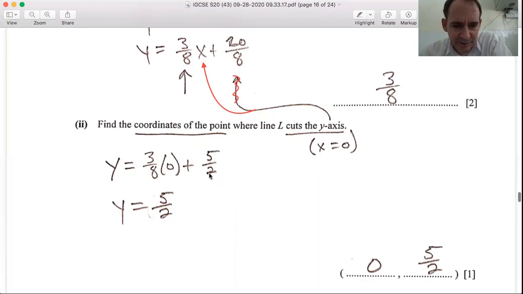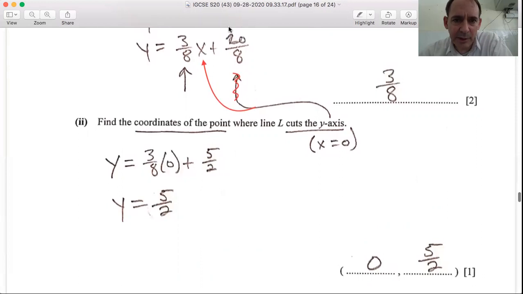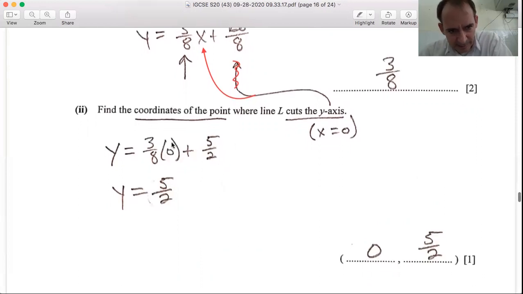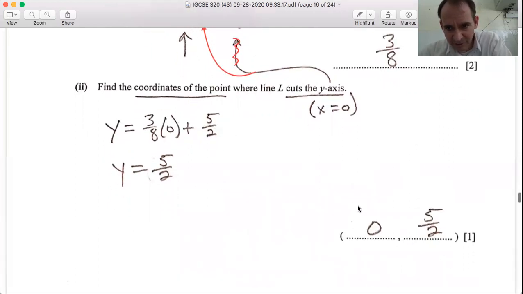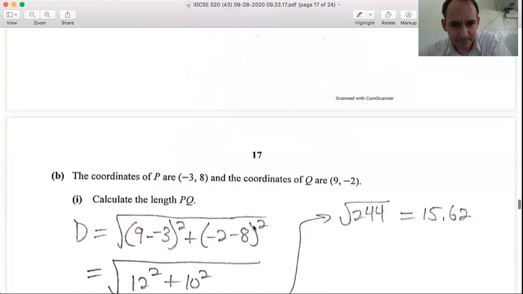And when you put the 0 into the x, by the way, 20 over 8 reduces to 5/2. And when you plug in the 0, you get y equals 5/2. So your coordinates are 0 for the x, 5/2 for the y.